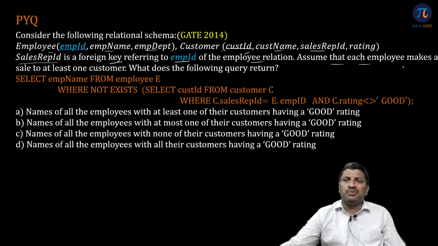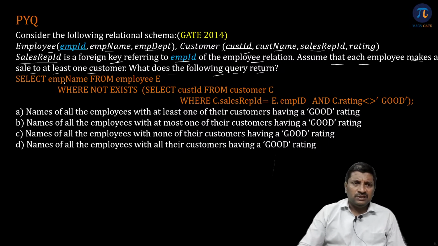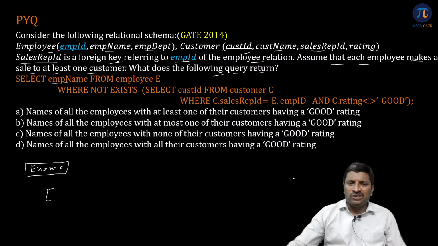Assume that each employee makes a sale to at least one customer. What does the following query return? Select emp name. Sir, from the outer table, he selected one employee name. Then he will enter into the table. Sir, please look at this. This is not exist. That means in the inner query, I should not get any records.